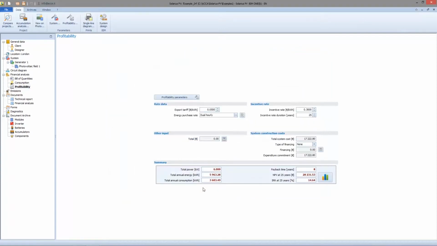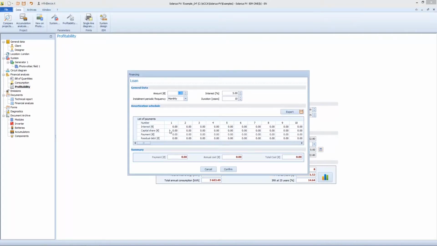Or I can also handle the photovoltaic plant cost from the consumption node, thanks to the node type of financing. That could be a loan. I can enter into the specification. I want 10,000 euro with a specific periodic frequency, monthly, or I can choose annual. And I can also set the interest or maybe the duration of the loan.